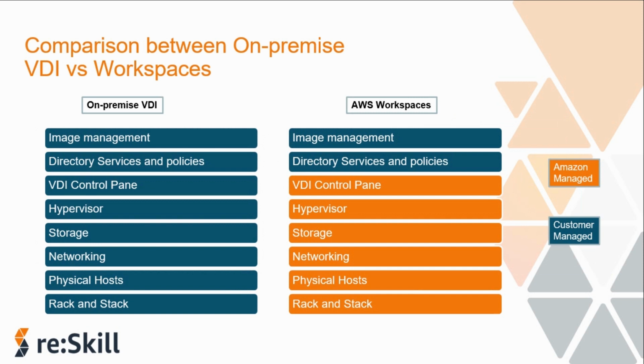Before we drill deep into AWS Workspaces, let me do a comparison between a traditional on-prem VDI and AWS Workspaces. In a traditional on-prem VDI environment, everything needs to be managed by the customer, starting from the physical data center, security, networking, storage, the VDI control plane, the hypervisor where your VMs reside, your VDI image, your backend directory services, the policies which you are applying to your on-prem VDI. Everything needs to be managed by the customer.